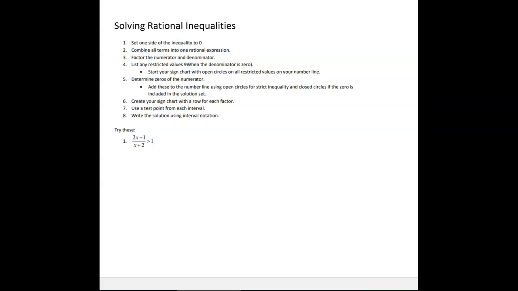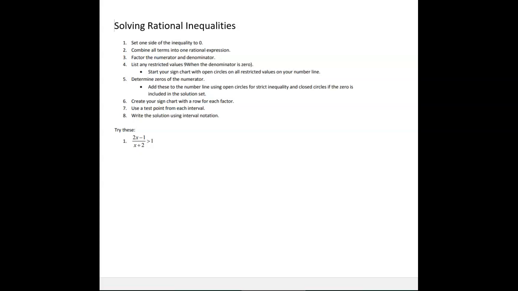Okay, so this is a quick video on solving rational inequalities, and you can find some of this same information in your lab manual. And I'm going to just talk you through this problem, and the steps are written here, so we're just going to follow those.